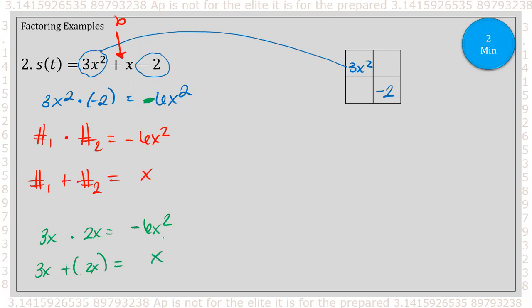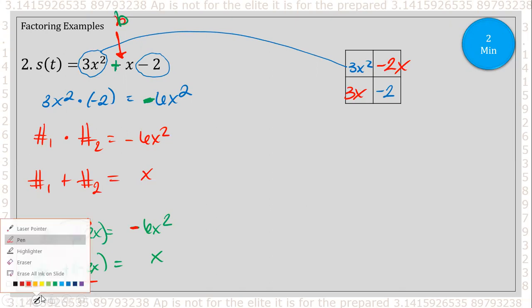So here's where I'm going to go ahead and give you a little tip. The bigger number keeps the sign of b. So b in this case is a positive number, so the bigger number of the two factors keeps that sign. So 3x is going to be positive, meaning -2x is going to be negative. And notice how that fixed it. 3x times -2x gave me that -6x squared, and 3x plus -2x gave me that +1. So these are our numbers. One of them is 3x and the other one is -2x.